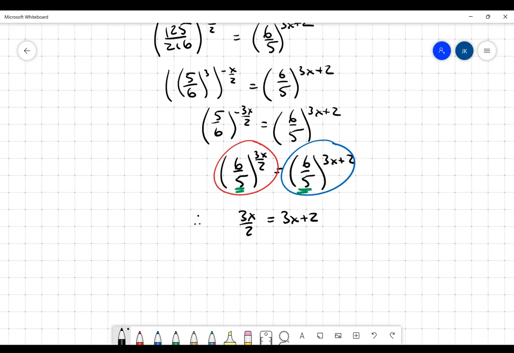Okay, so now I want to get the x terms together here. So I'm going to multiply everything through here by 2. So it's going to get me 3x is equal to 6x plus 4. That multiplying by 2 got rid of the denominator on the left-hand side. Now maybe I'll bring that 3x to the right-hand side, bring the 4 over, okay, by subtraction. And then when I divide, I get that x is equal to negative 4/3.